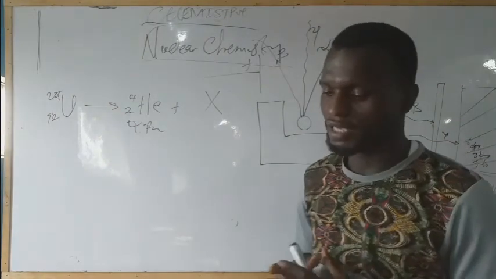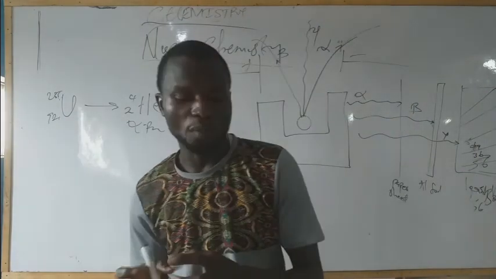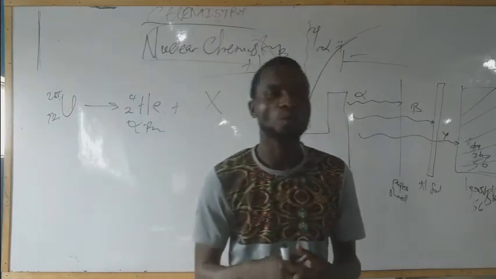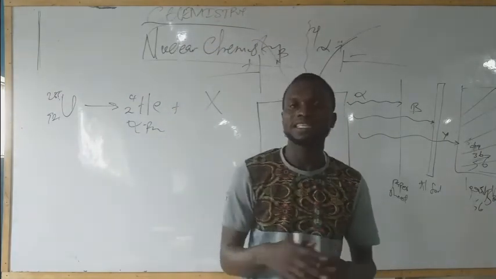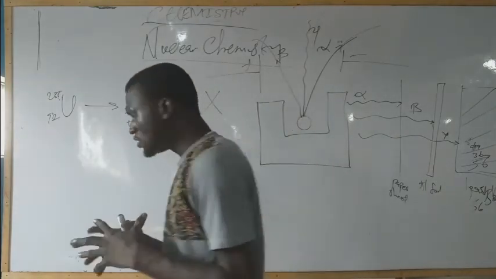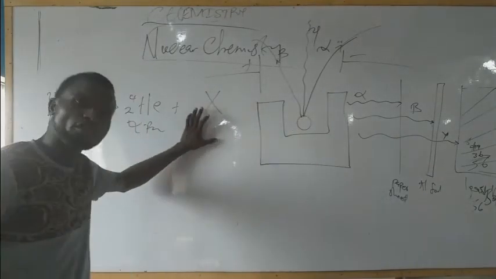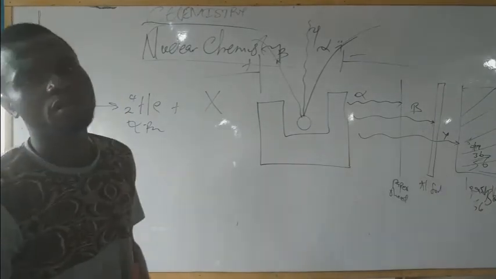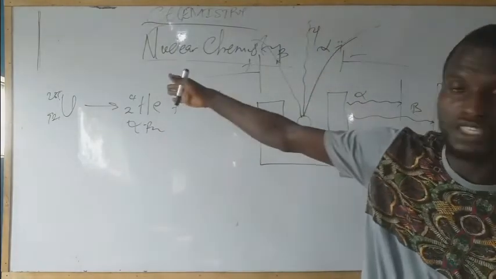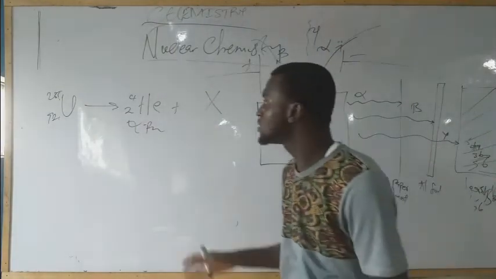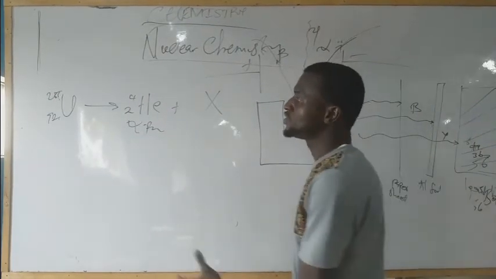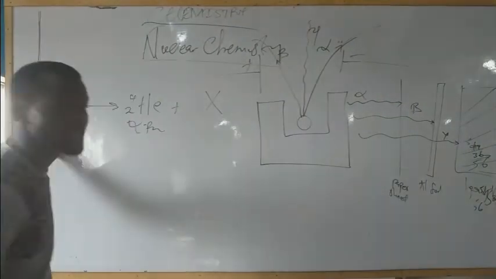Just as in chemical reaction, the sum of the masses of the reactants before reaction must equal the sum of the masses of the products after reaction. The same thing applies to nuclear reaction. In nuclear reaction, the sum of the mass number of the daughter nuclei must equal the sum of the mass number of the parent nuclei. On the other hand, the sum of the atomic number of the daughter nuclei must equal the sum of the atomic number of the parent nuclei.